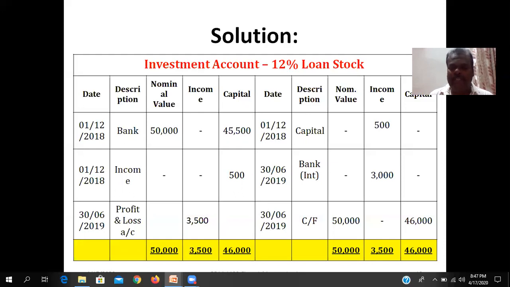Then you will have the balance carried forward: nominal value 50,000, capital value 46,000. At the same time, in the income column on the credit side, we have a total of 3,500. That is transferred to the debit side. But in the debit side income column, there is no entry. So the 3,500 is transferred to the profit or loss account. So with that, we can finish this example.